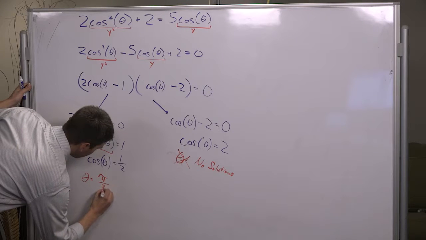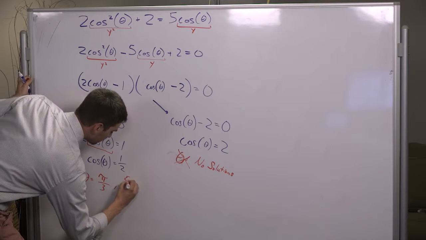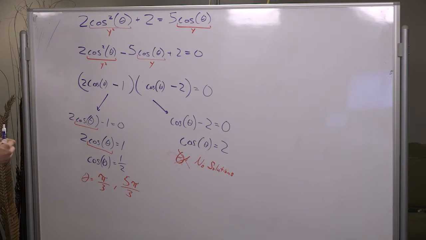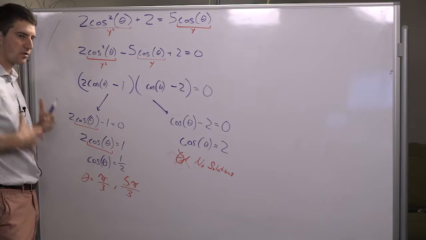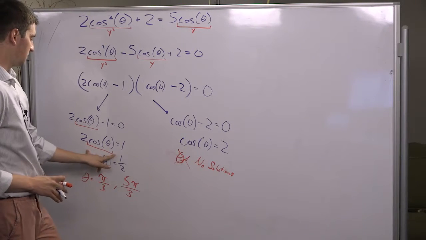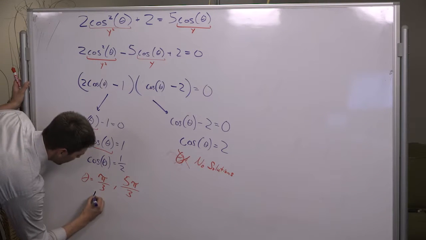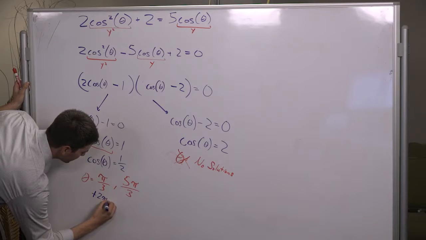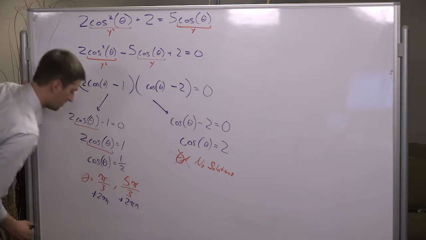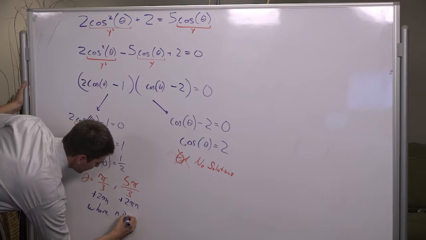So we have pi over 3, and what was the other one? It was 5 pi over 3. And lastly, since we're asked for all solutions, and we're talking about cosine, where the periodicity of cosine is 2 pi, all we have to do is add this 2 pi n term like we did before in both spots, where n is an integer.